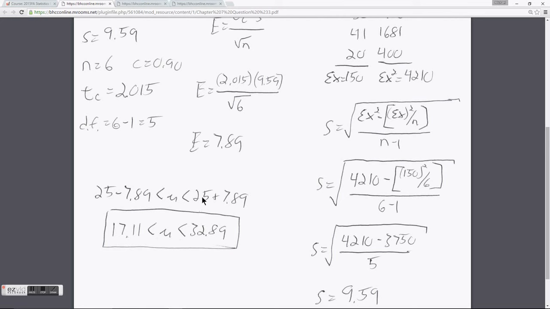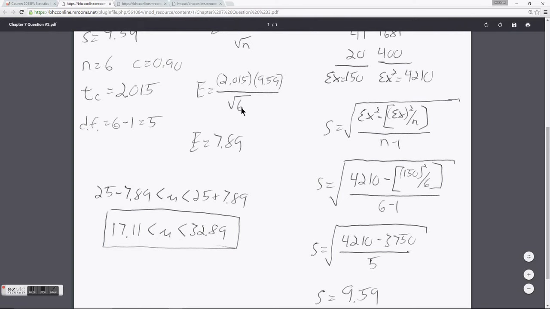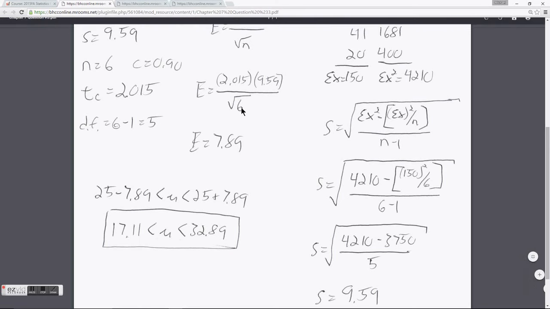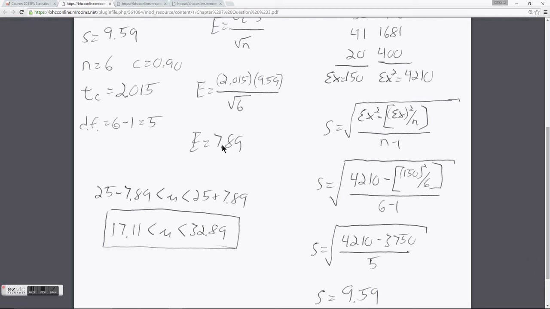A lot of the problem with this experiment is that my margin of error is quite large because my sample size is quite small. If I had the same data with a much larger sample size, I would probably have a much smaller margin of error and a much narrower range for my confidence interval.